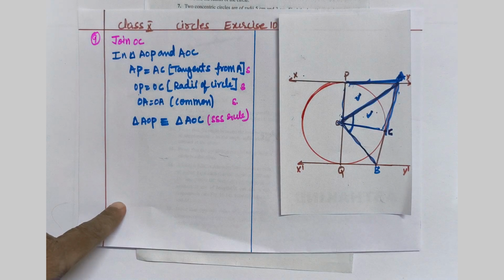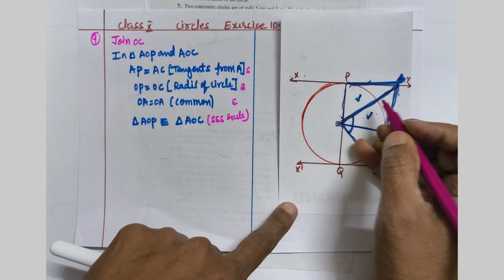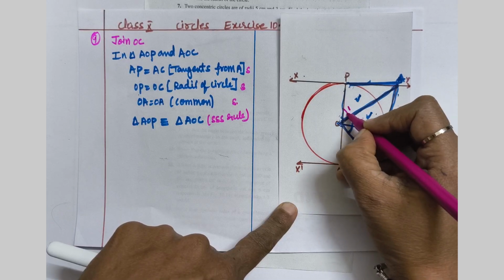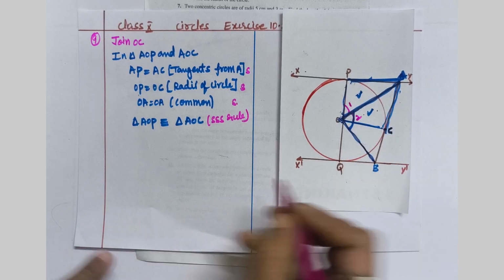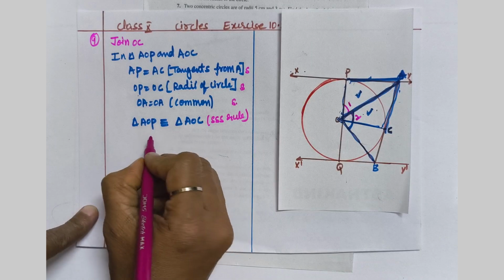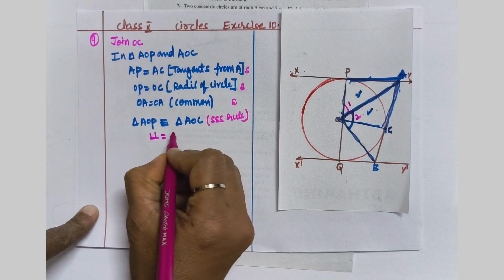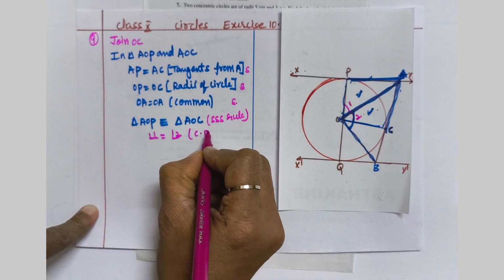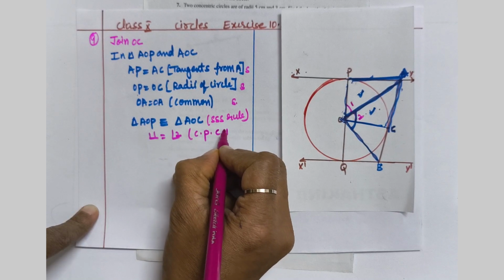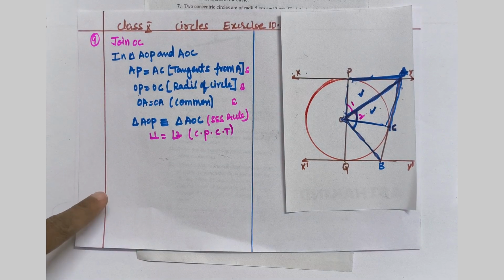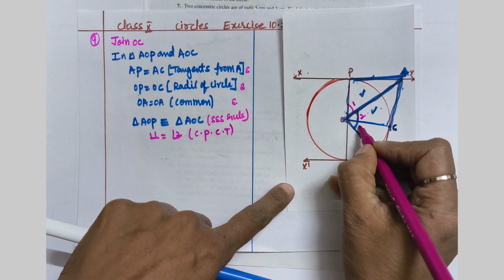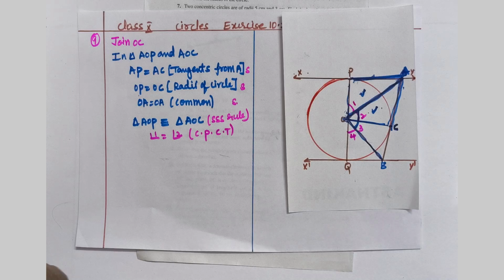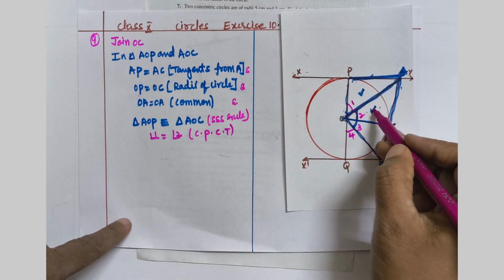Since they are congruent, this one I am taking as angle 1 and this one as angle 2. So angle 1 is equal to angle 2. Why? Because these are congruent triangles, by CPCT these two angles are equal. From CPCT you can write it. Similarly, this one I am taking as angle 3, and this angle 4. So we have angles 1, 2, 3, 4.